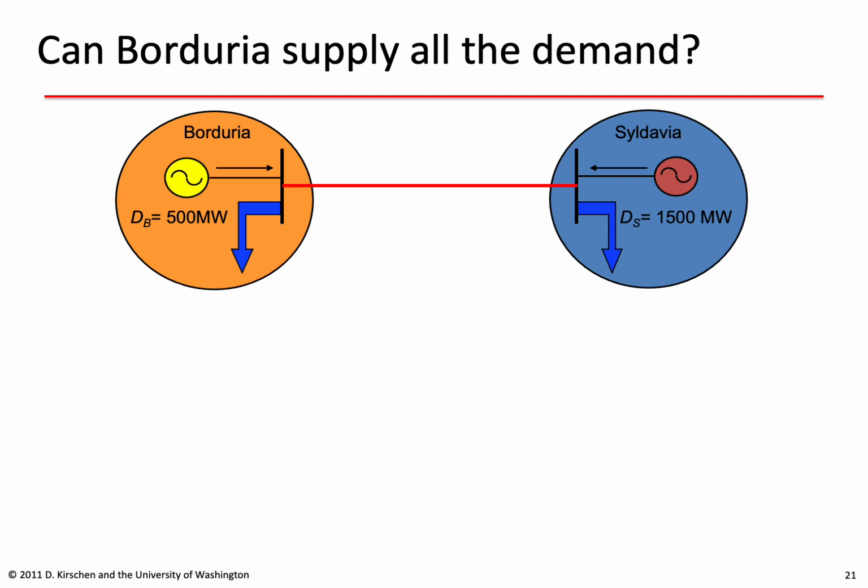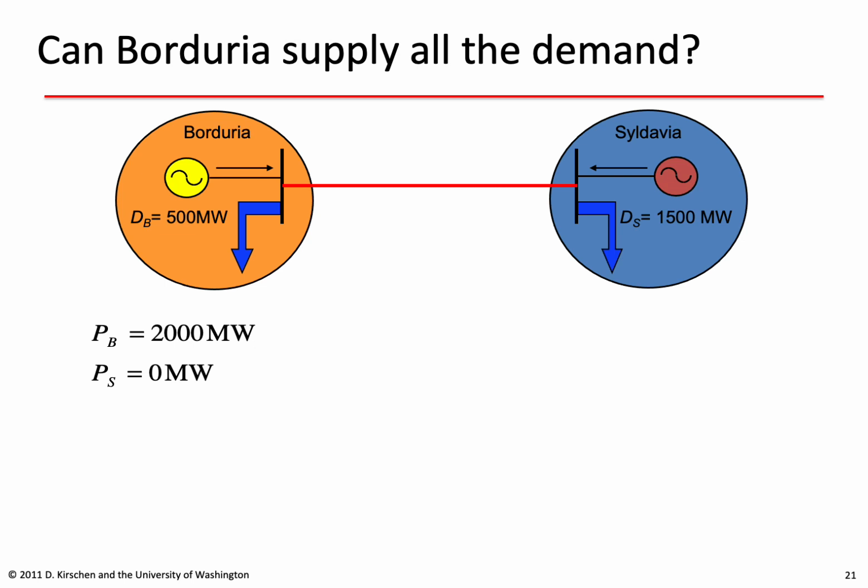Well, if you recall, generators in Borduria are cheaper than generators in Syldavia. So one thing that we might want to try is to see whether we could produce all of the demand for both Borduria and Syldavia by the generators in Borduria. So that means that PB, the power produced in Borduria, would be 2000 megawatts, which is the sum of the demand in Borduria and the demand in Syldavia. And the power produced in Syldavia, PS, would be 0.